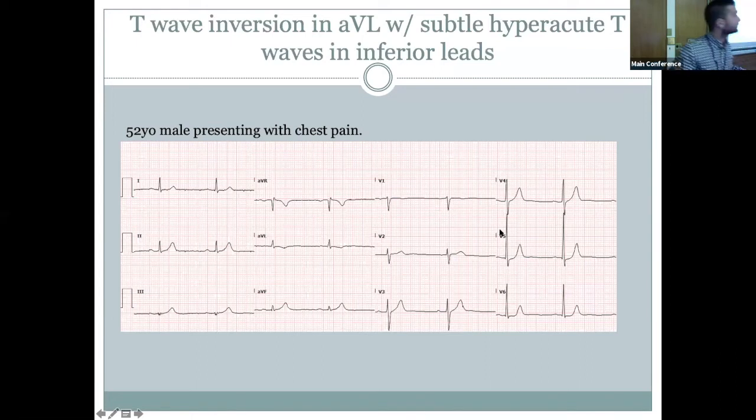Especially because AVL is the most lateral lead. So if you're having something that's really very lateral, you may only see it in AVL. Yeah, that's a great point. Marriott points that out in his book and in his lectures a lot, that you should always look at AVL. So what Dr. G is saying, for the people on Zoom, is that AVL is the most lateral lead, so it will be the most sensitive in reflecting changes in the inferior leads.